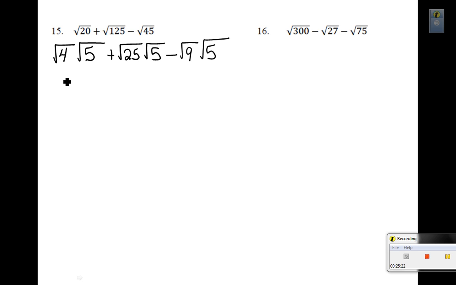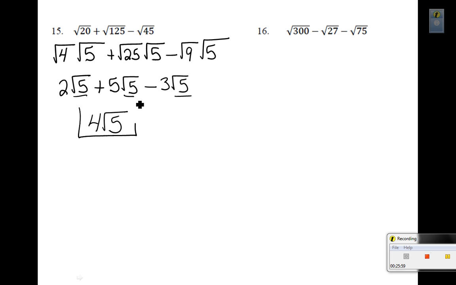Now the square root of 4 is 2, so I've got 2 radical 5, plus the square root of 25 is 5, so I've got 5 radical 5, minus the square root of 9 is 3, 3 radical 5. Now let's get our final answer. They all have a radical 5 in them, so that's good news. 2 plus 5 is 7. 7 minus 3 is 4. Radical 5 is my answer.